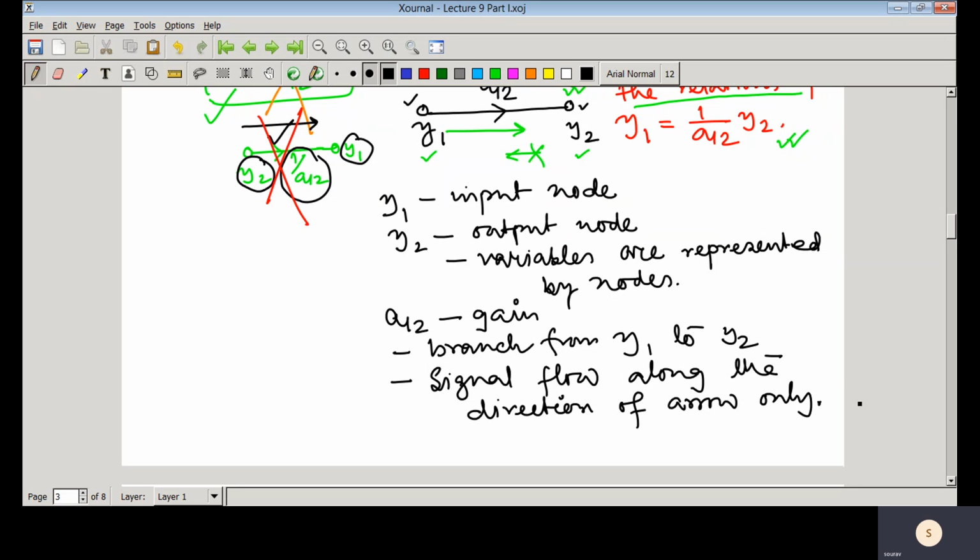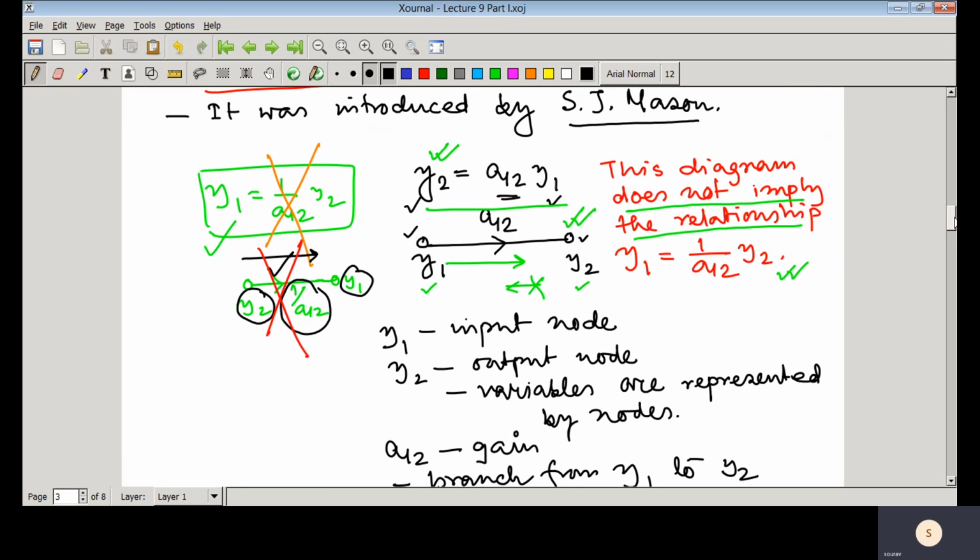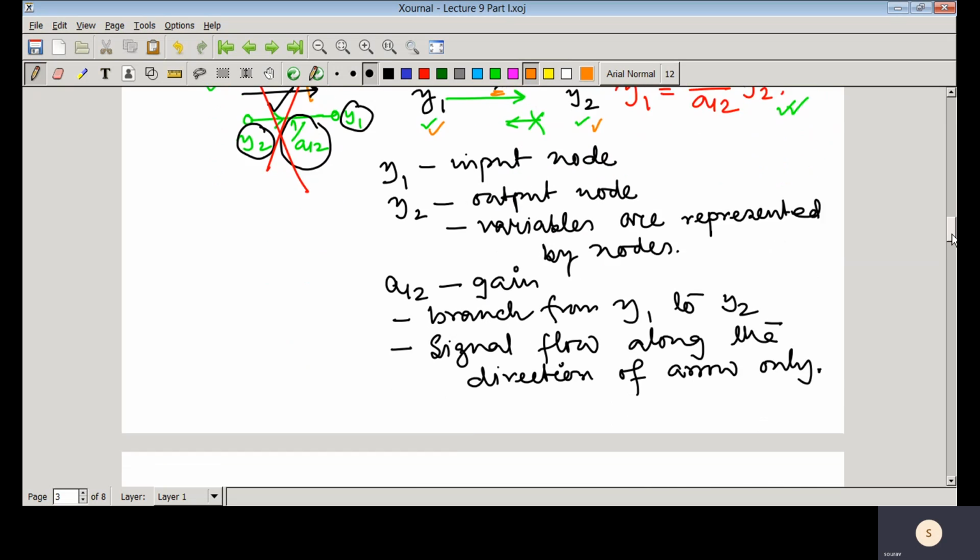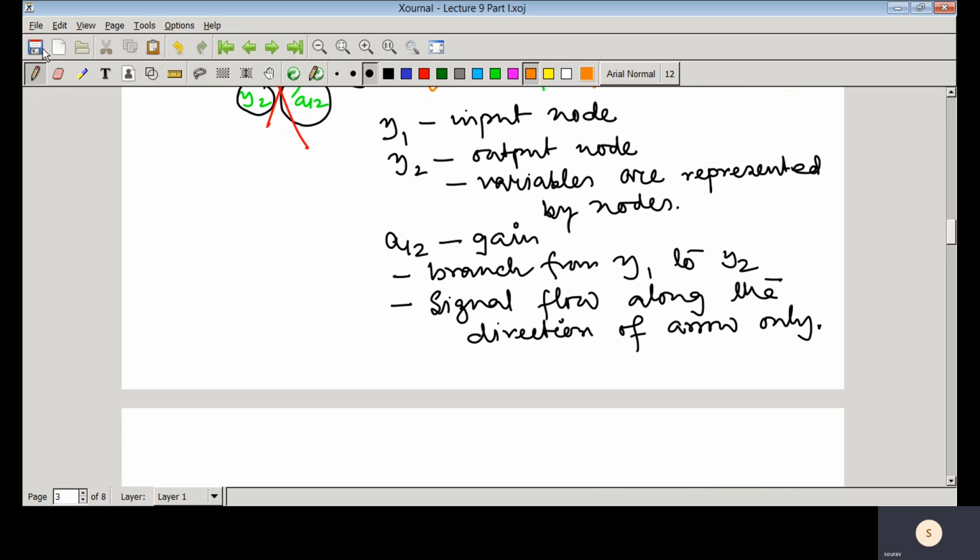So that means in a signal flow graph, whenever you represent two nodes connected via one branch, and then write A12, it indicates that this is the gain in that branch. And the most important thing is this arrow symbol. This arrow symbol indicates that signal is flowing from Y1 to Y2. The reverse is not valid in this particular signal flow graph.